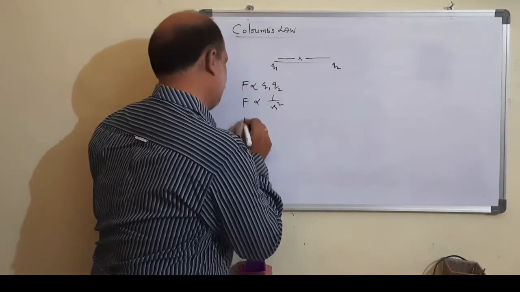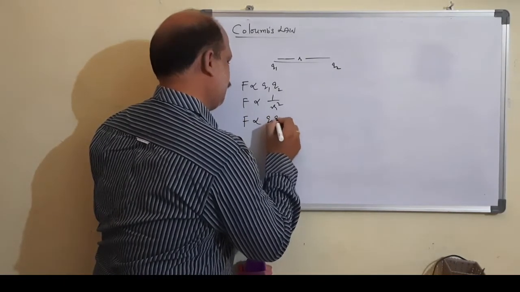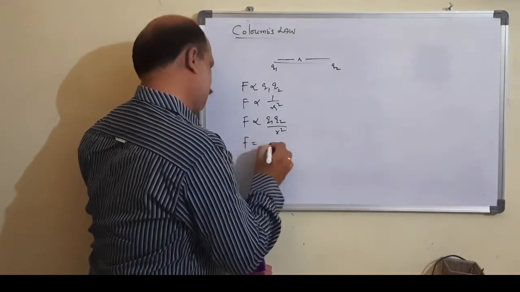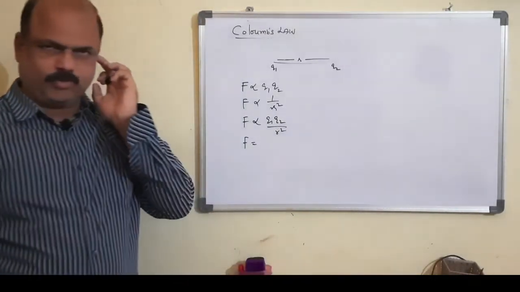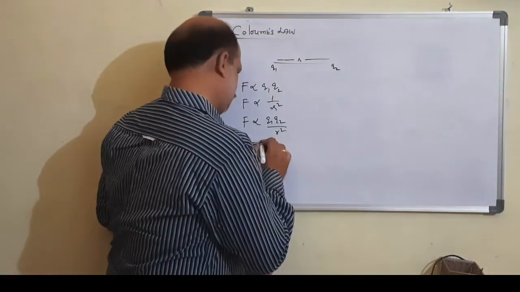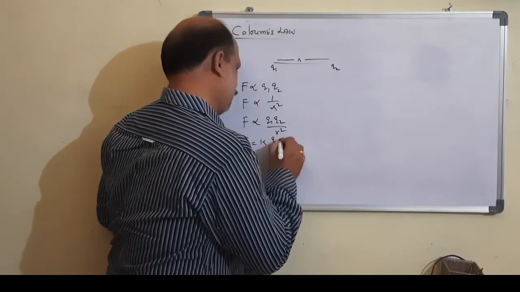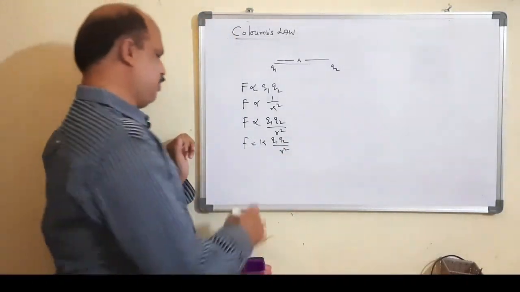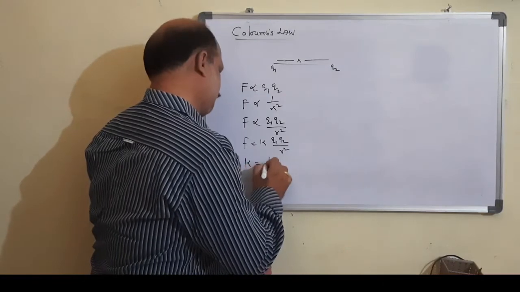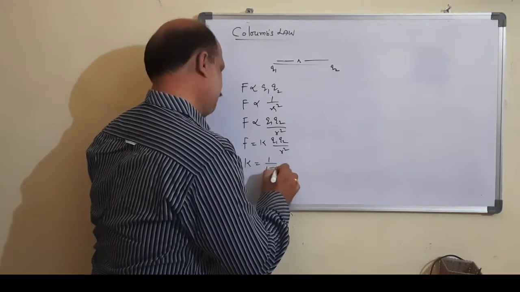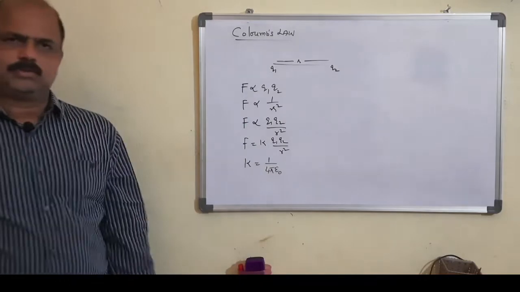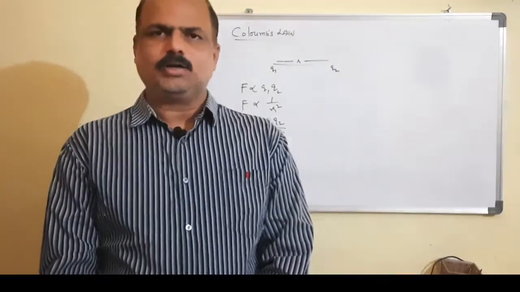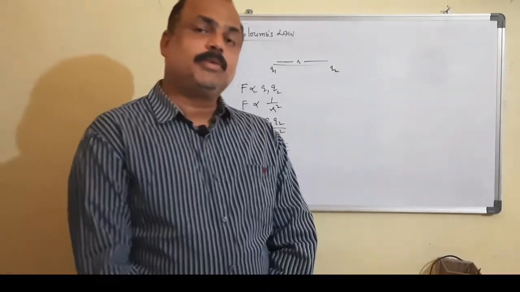So what we write here: F is proportional to Q1 Q2 by r square. So F is equal to, by removing the proportionality we put a constant, K into Q1 Q2 by r square. Here the value of K is 1 by 4 pi epsilon naught. That epsilon naught is called the permittivity of the medium.